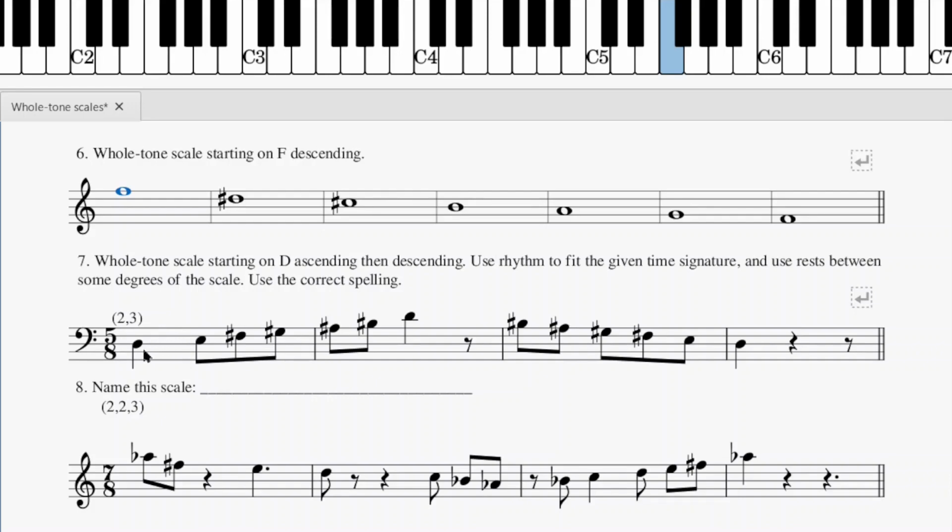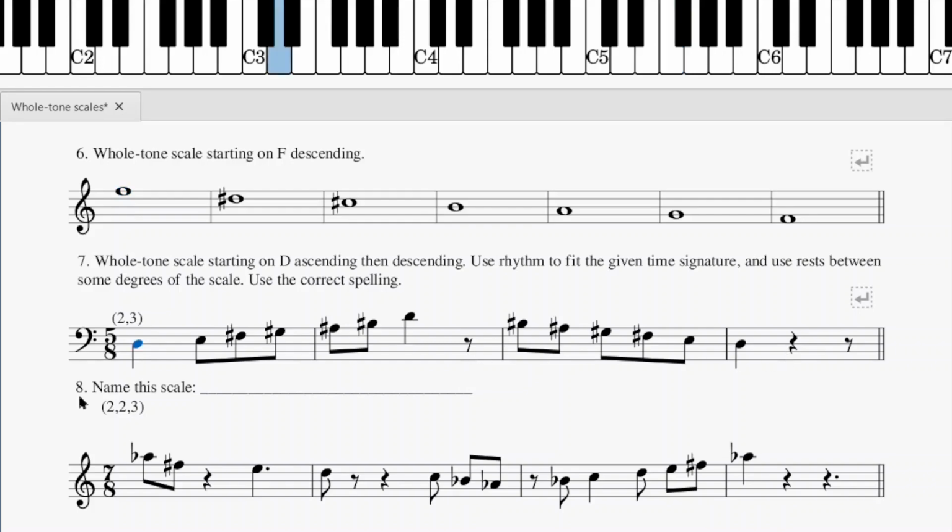So we write the D ascending and descending. Double check with the accidentals. D to E, E to F sharp, G sharp, A sharp, B sharp. Then finish with the 6 notes, then add the top note, 1 octave higher than the original, then go descending. But make sure we have some rhythm to fit the time signature, and also insert rests, since the word rests is in plural. So we suggest that students add more than 1 rest.